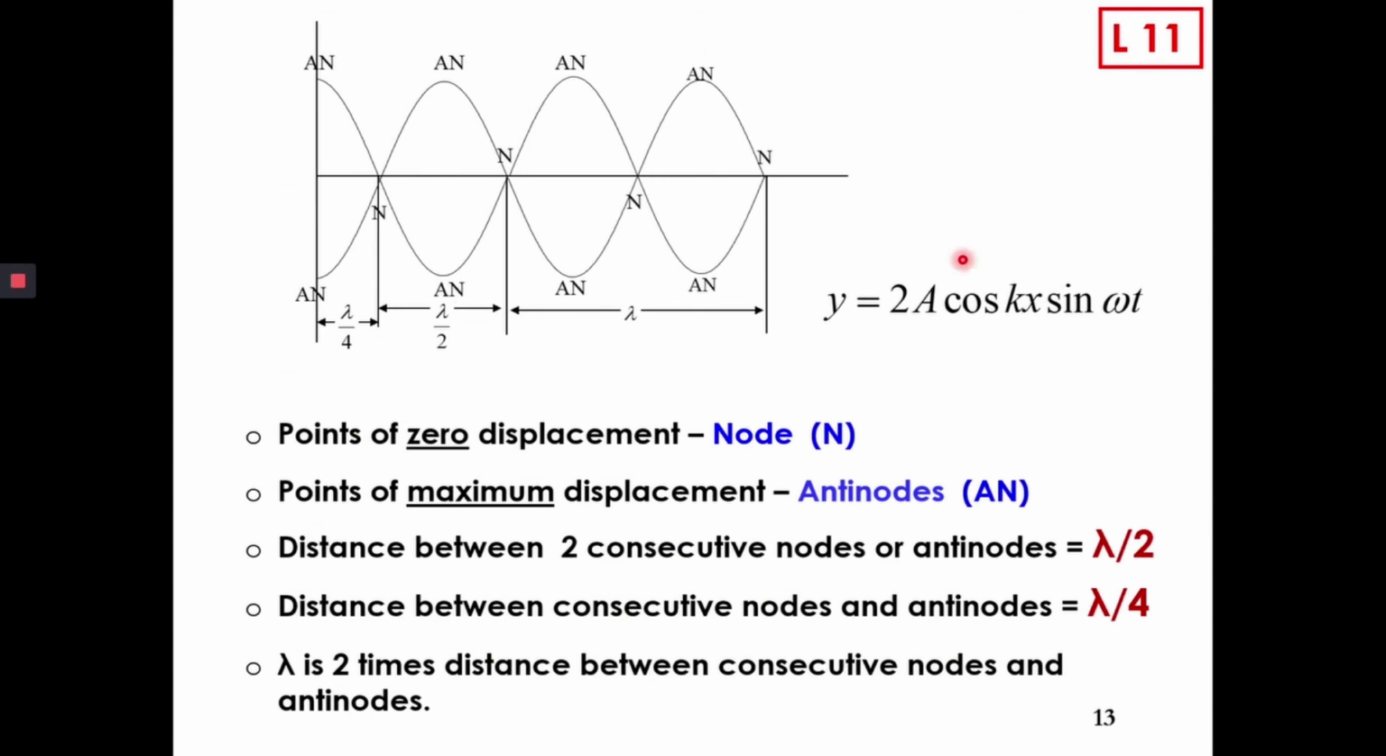Okay, this is the example of node points. This is a node point, node point, node point, and node point, where the displacement is equal to zero, which we call destructive interference. Okay, antinode point. An antinode point is a point at maximum displacement. Okay, and the distance between two consecutive nodes or antinodes is lambda over 2.